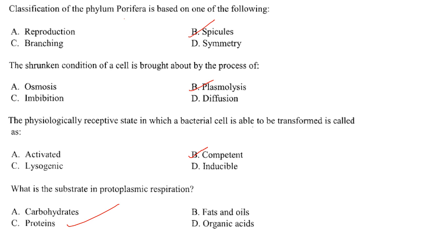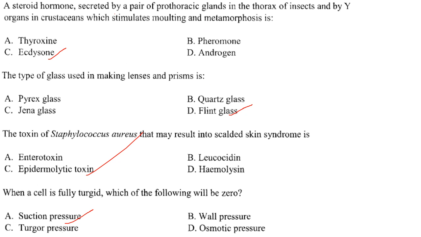What is the substrate in protoplasmic respiration? So protoplasmic respiration is a mode of respiration in which protein is used as a substrate when there is a shortage of carbohydrate. So the answer here is option C, that is proteins. Then a steroid hormone secreted by a pair of prothoracic glands in the thorax of insects and by Y organs in crustaceans which stimulates molting and metamorphosis. So it is ecdysone. Answer is option C. The type of glass used in making lenses and prisms is... It is flint glass. Answer is option D.